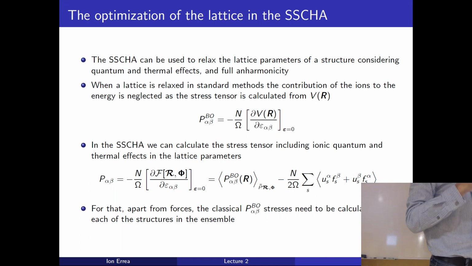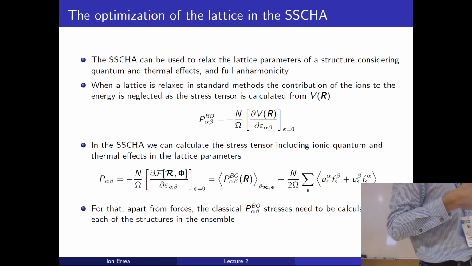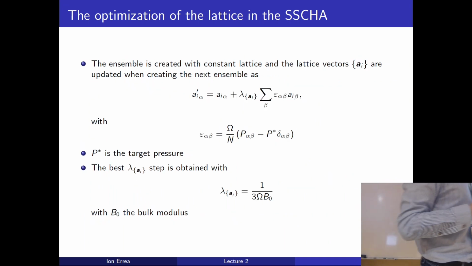So we can do a relaxation of the lattice considering these effects, like a VC relax that you do in Quantum Espresso, or I don't know how it is called in VASP, these kind of cell relaxations that you do in any other code. We can do that also in the SSCHA, but in this quantum and anharmonic regime, including the zero point energy. So how do we do that?